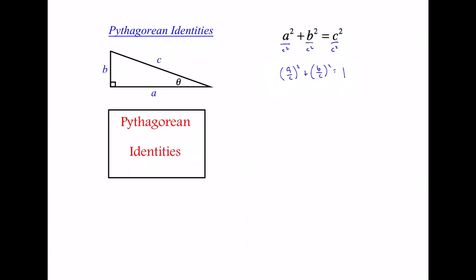Well, a over c, look at the ratio of the triangle. A over c would be adjacent over hypotenuse. So adjacent over hypotenuse is cosine of theta. So that's cosine of theta squared. B over c is opposite over hypotenuse, so that's sine of theta squared, and that's equal to 1.